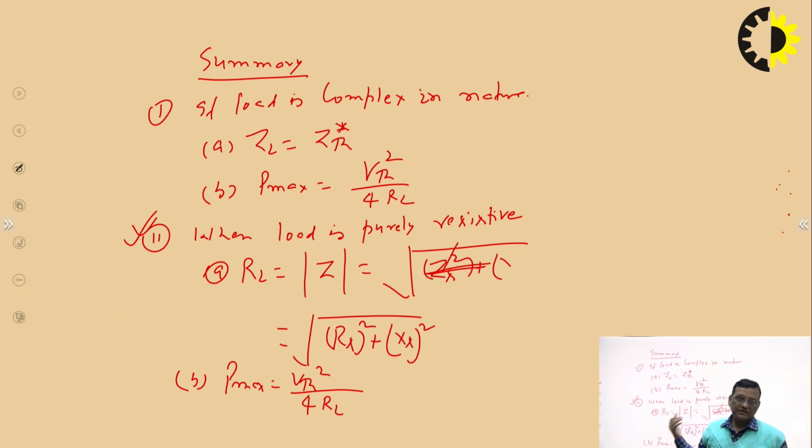In place of taking the mod Z, we just take RL equal to RS and carry out the examples. So this way we can carry out problems based upon the maximum power transfer theorem. So this is all about the maximum power transfer theorem. Carry out some more problems just to clear your idea of how to solve for maximum power.